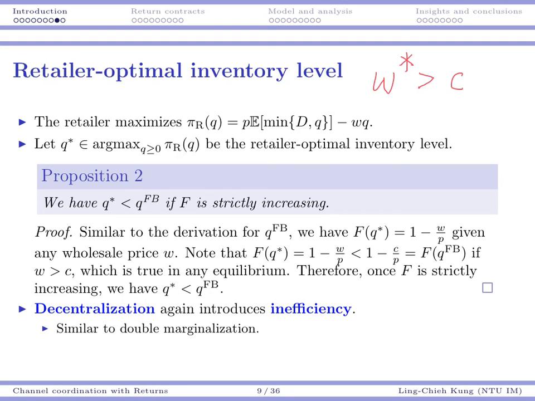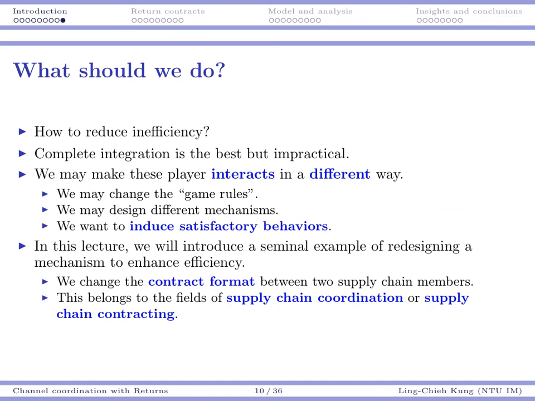So decentralization creates a reduction in the order quantity and then introduces inefficiency. This is just another example of double marginalization. So, how may we reduce inefficiency? This, of course, is case by case. For different systems, we need different ways or different mechanisms to reduce inefficiency. Today, we will look at the indirect newsvendor as an example for analyzing it and an example of designing new mechanisms to reduce inefficiency.